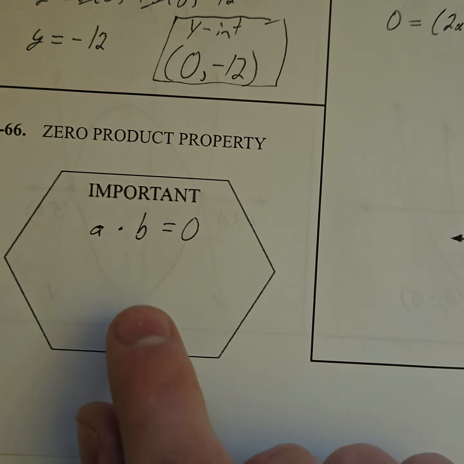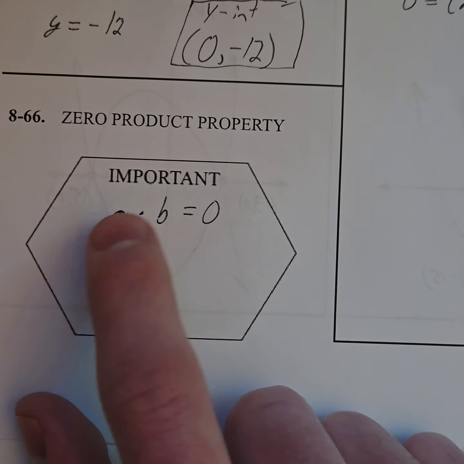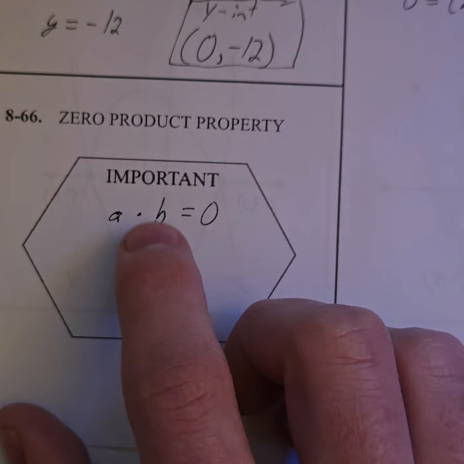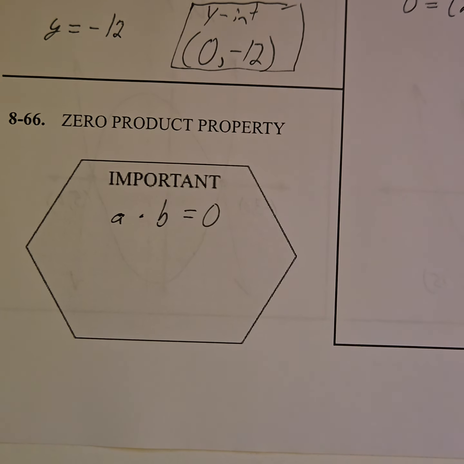Pause the video for a minute and talk with your teammates about what you know about these two numbers. We don't know what they are, but let's say we have A and B, two numbers, and they multiply to equal 0. Talk about it with your teammates for 1 minute. What does that mean? Go.